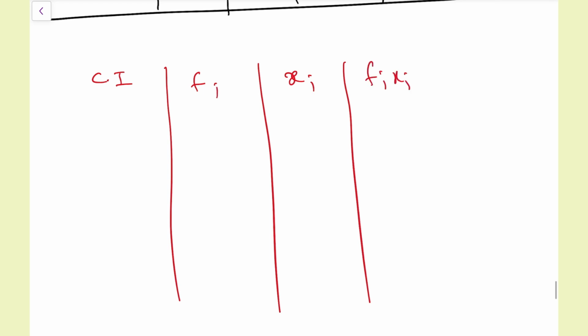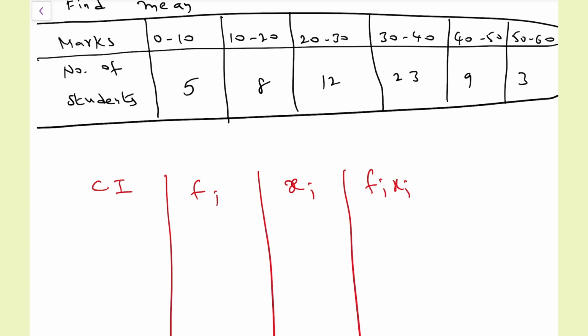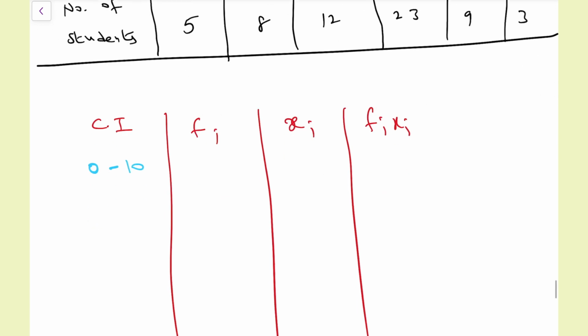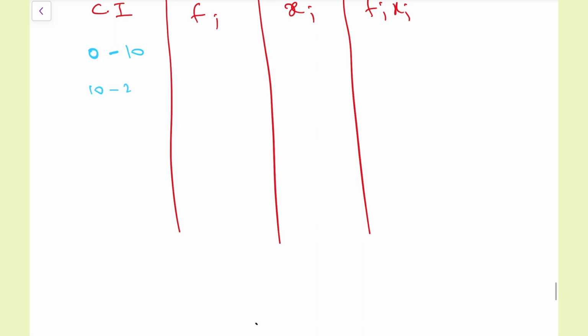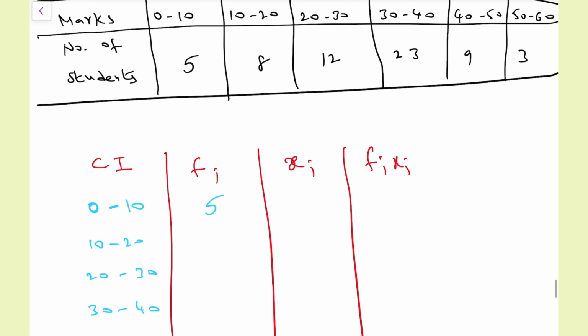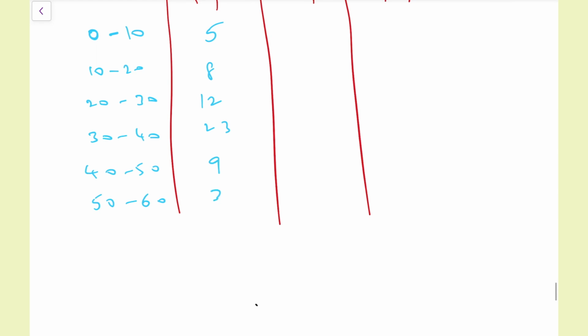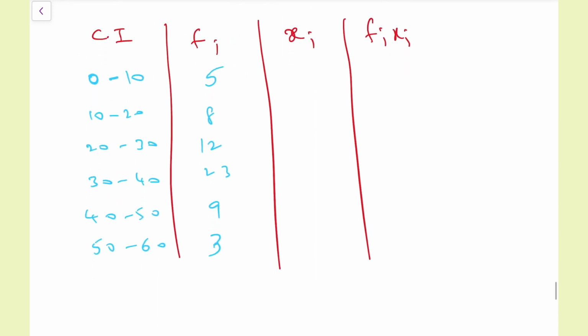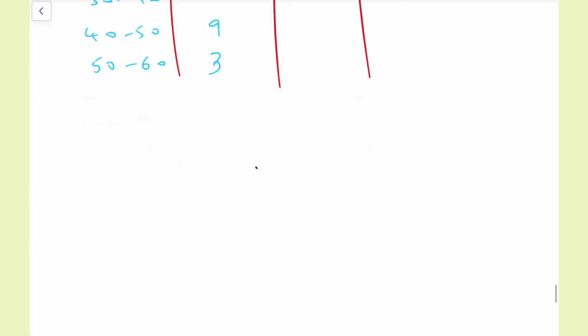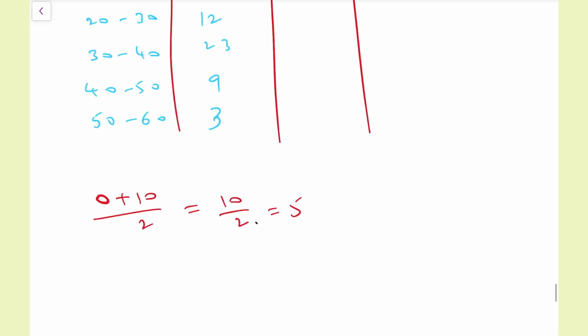So if I am writing this as fi, first let us write the class intervals starting from 0 to 10. Then last is 50 to 60. 0 to 10, 10 to 20, 20 to 30, 30 to 40, 40 to 50, 50 to 60. Then what are the fi? 5, 8, 12, 23, 9, 3. Now coming to the xi, that is class marks. These two numbers average. 0 plus 10 by 2, 0 plus 10 is 10, 10 by 2, that 5 you need to write here.